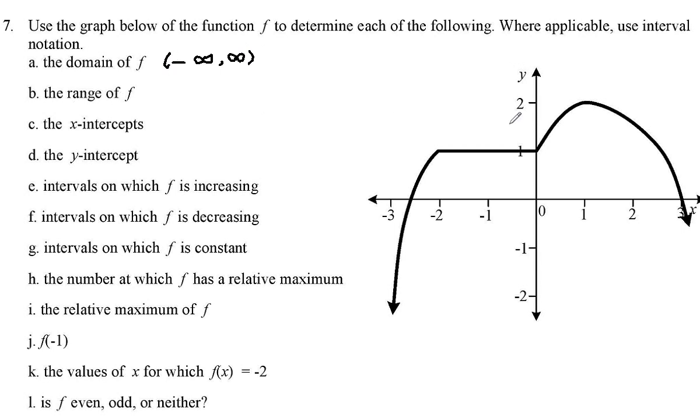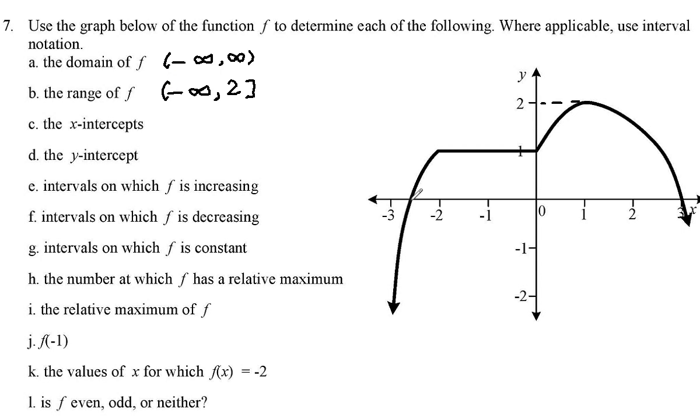Range of f. Looks like there's a highest point here at 2, but for all the y values below, you can either go to the left or go to the right and find a point that goes with it. So range would be from -infinity up to 2, and including 2, so a square bracket there.